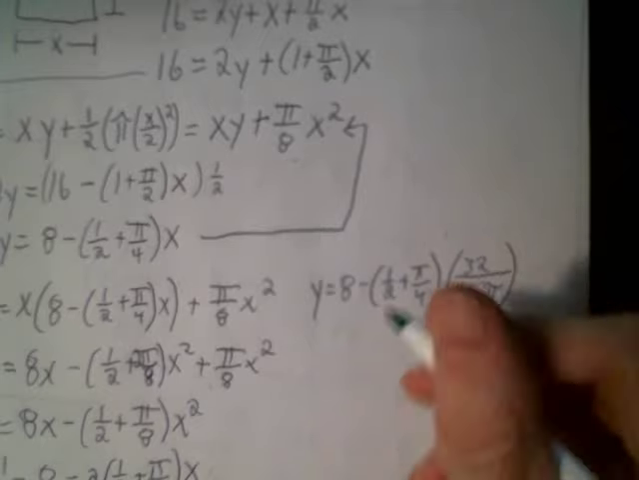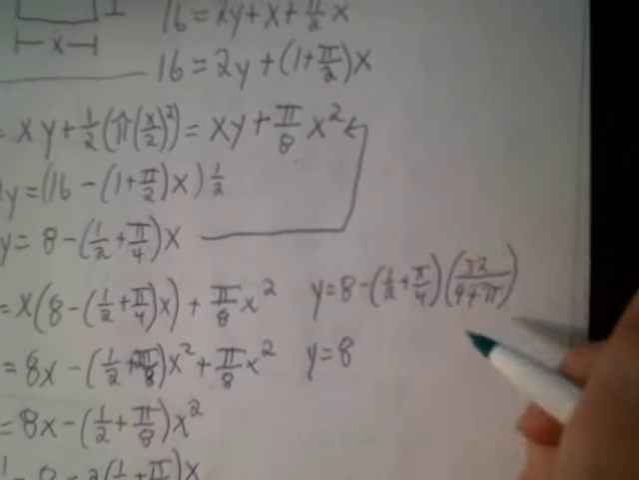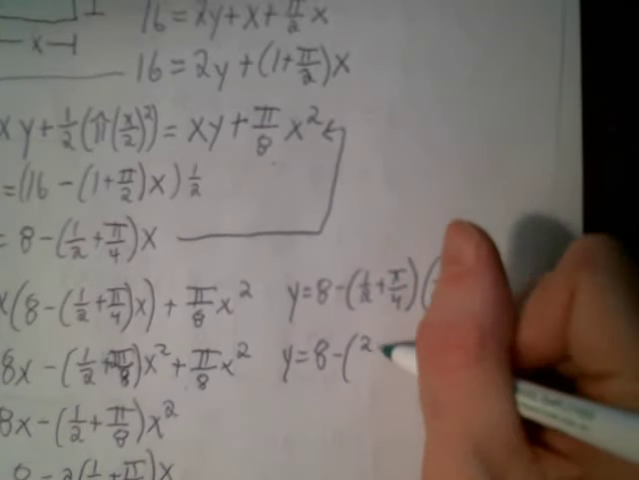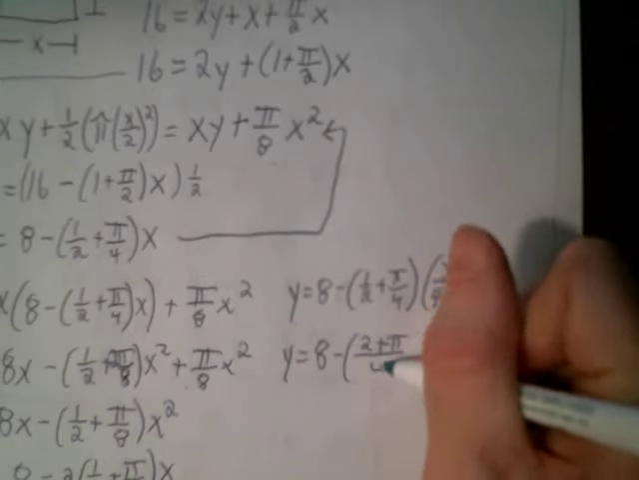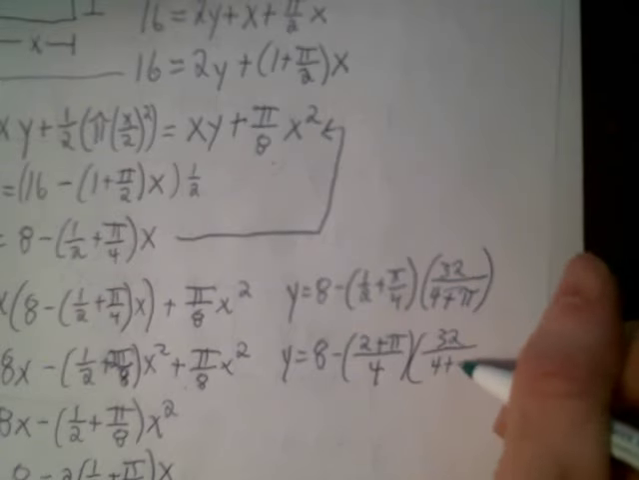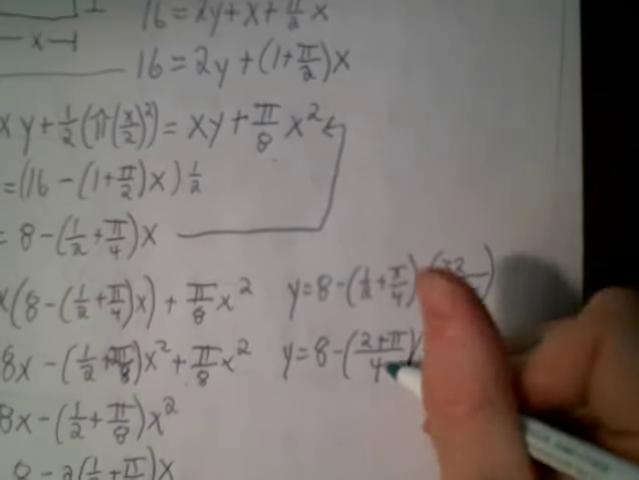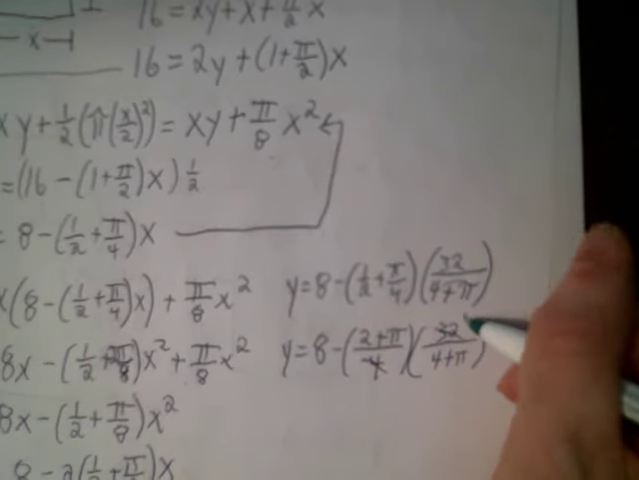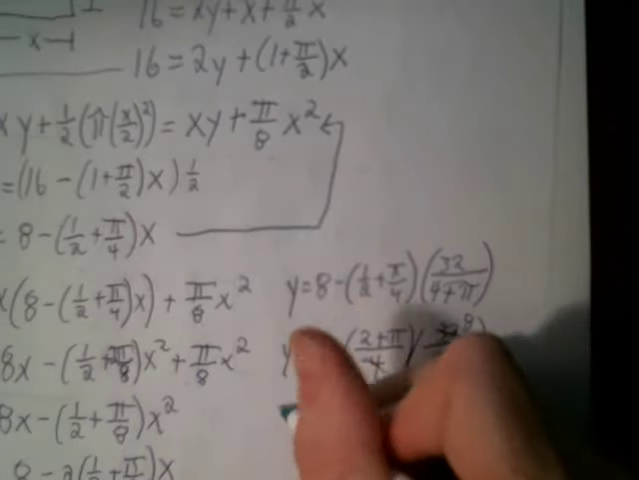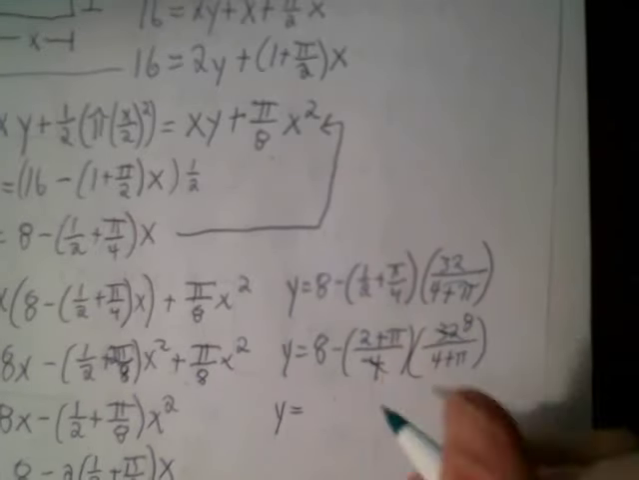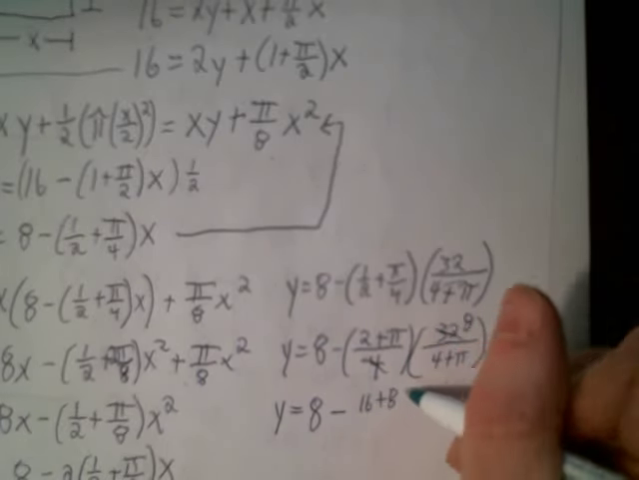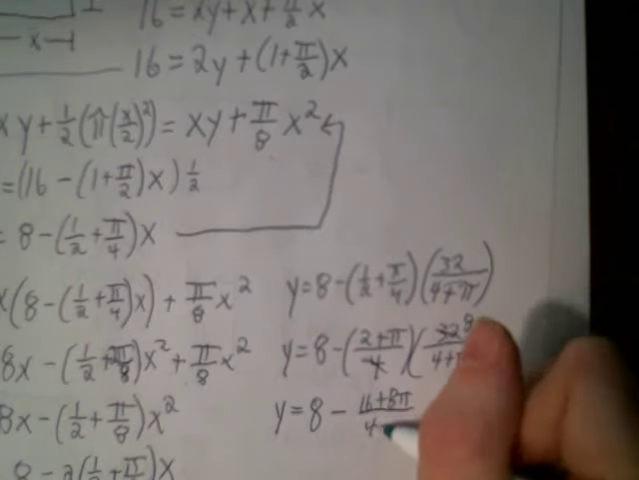I'm going to find a common denominator here. It's a weird problem. So 2 plus pi all over 4 times 32 all over 4 plus pi. 4 goes into 32 8 times. Okay, so we can distribute: y equals 8 minus 16 plus 8 pi all over 4 plus pi.